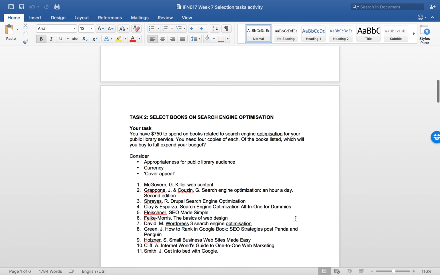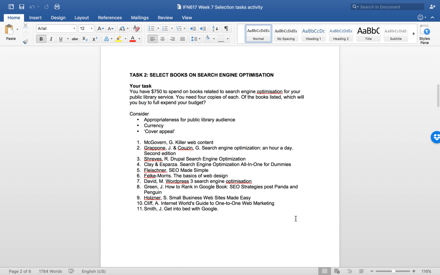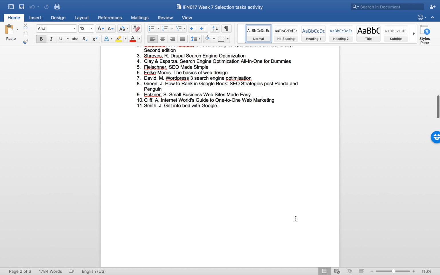The second task that you can choose from is a public library task, where you have $750 to spend on books related to search engine optimization for a public library service. You need 4 copies of each. So of the books listed, which are you going to buy to expend your budget? And we've asked you to consider the appropriateness for the audience, the currency, and the cover appeal, which is, does it look good? So you can have a look at those.